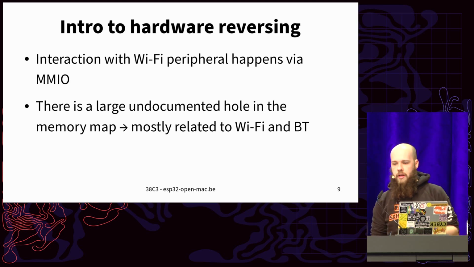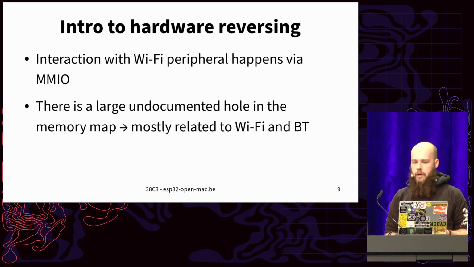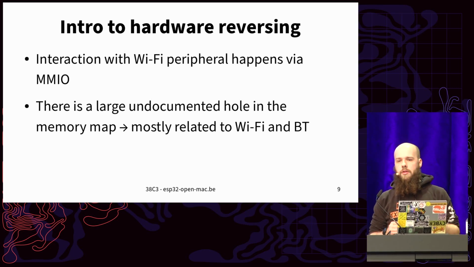So I'll first give a bit of an introduction to hardware reverse engineering. So how does the CPU interact with the Wi-Fi hardware on the ESP32? Well, this happens via memory-mapped I/O. So certain ranges of the address space on the ESP32 are not backed by RAM or ROM, but are instead used to interact with all the peripherals.